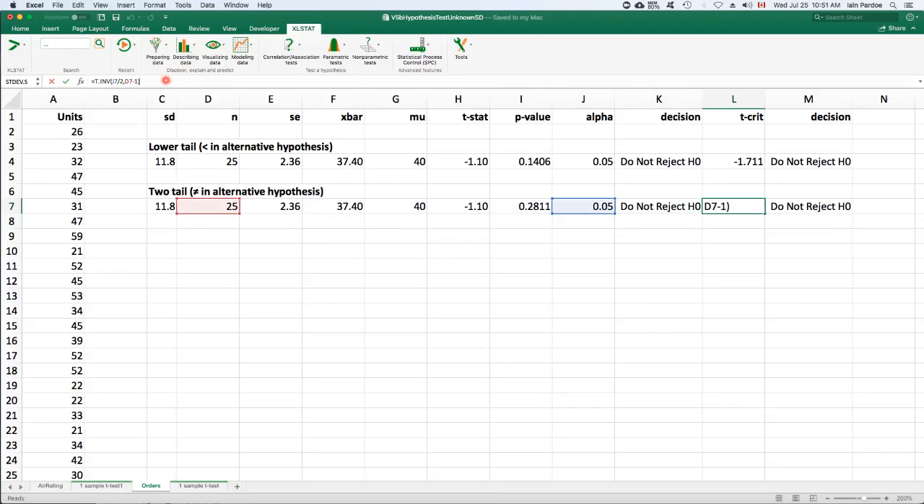Critical value approach. The critical value will be the value of t for a t distribution with 24 degrees of freedom that will have a tail area of half of the alpha. Half of the alpha in one tail, half in the other tail. So we have 0.025 in the upper tail, 0.025 in the lower tail, and the lower tail critical value is minus 2.064. Decision rule, if this test statistic was less than that critical value, we would reject the null, but it's not, so we fail to reject the null hypothesis.